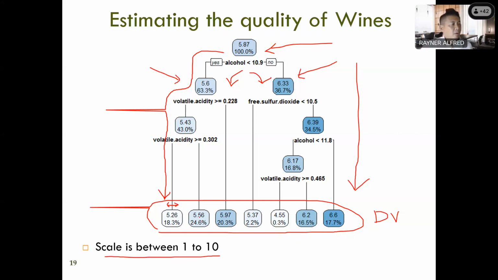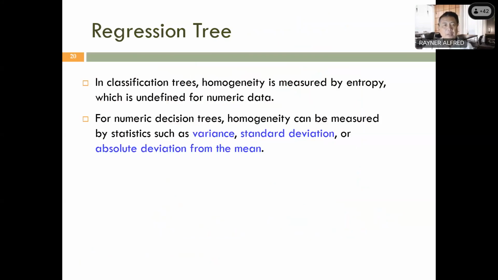Later on we will go step by step on how we perform the regression tree in order to model wine testing. This one is looking at how we group the data by using the measurement of standard deviation. We will group the data so that the average of the data gives you the lowest standard deviation. So we are looking at the standard deviation here.